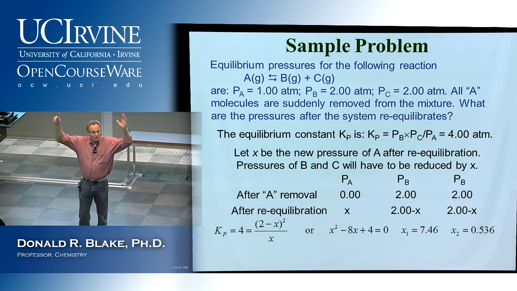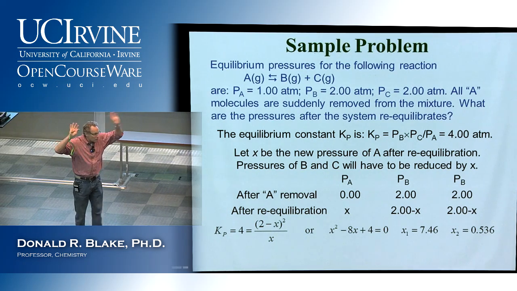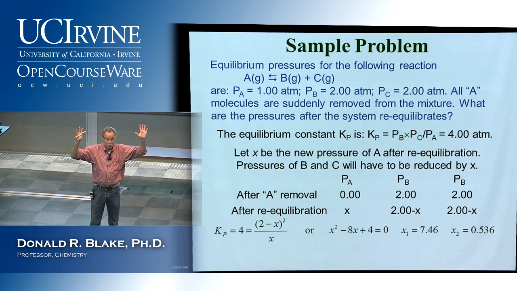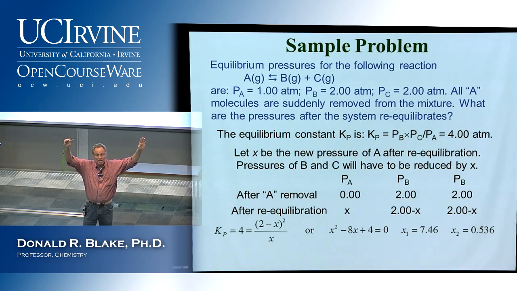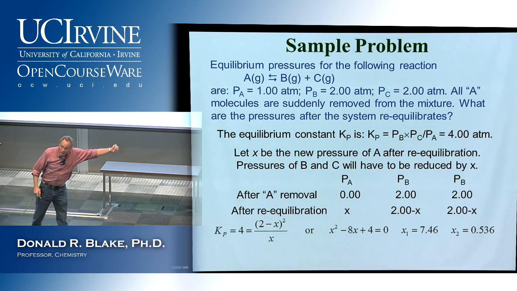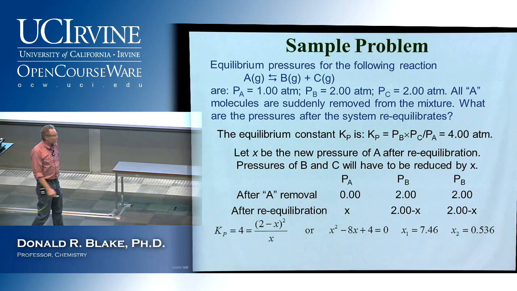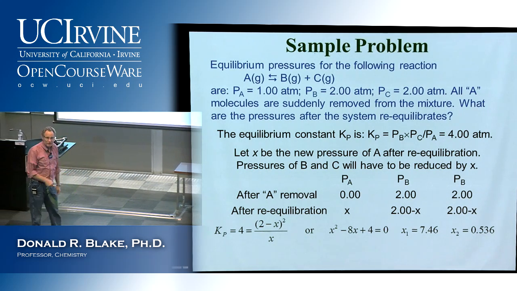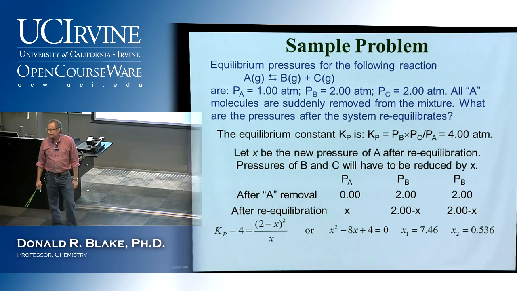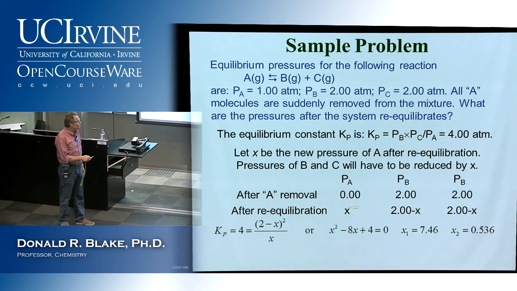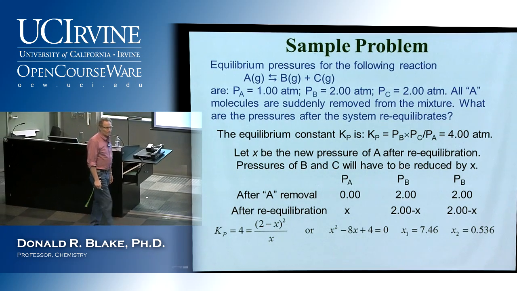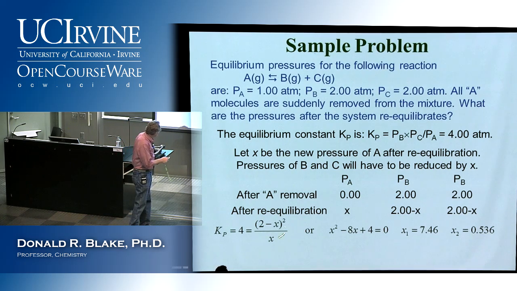So at equilibrium you had 5 atmospheres: 2 of B and 2 of C and 1 of A. And you're at equilibrium. Then you somehow sucked out the A, but you still have 4 atmospheres. So now it's got to re-equilibrate, and that's where the x comes in. You lost some x from this, you lost some x from this, and you made x here. So this is the equation.